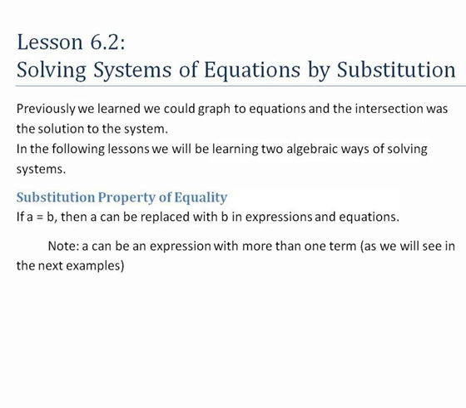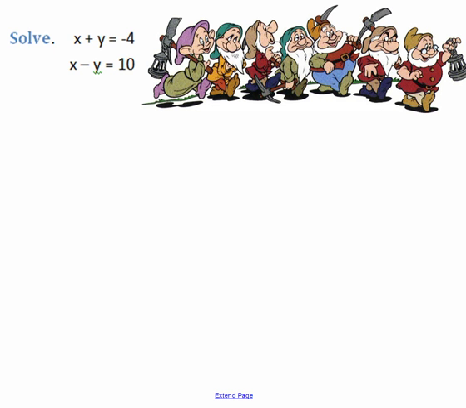So here's the substitution property. This is the principle that we'll be using: if A is equal to B, so one quantity is equal to another, then A can be replaced with B in expressions and equations. Now I just made this note here because A doesn't always just represent a single variable. A could be 3x plus 9, or A could be 50 minus 2y, like 50 minus 2y equals B. So it's not always just a number or a single variable, it could be an expression. And that's the concept we're going to use to solve systems of equations by substitution. So let's just jump right in and get started here.